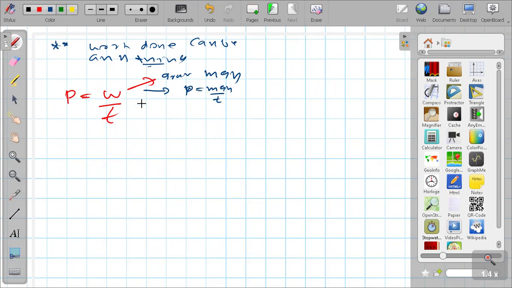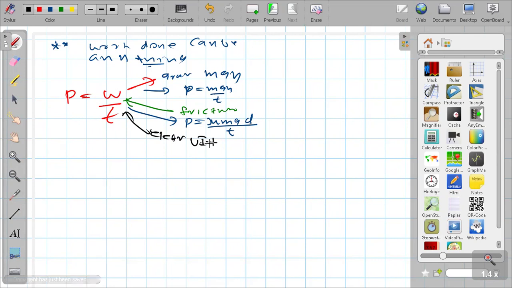These are really examples only. You can't just write this one as a note. Just even a note, you can't rely on it. So the friction can be a work done against friction. How can it be? Then power equals to mu mg d over T. Can be anything. Electricity. So VIT. Power equals to VIT over time T, and T cancel off. Power is equals to VI.